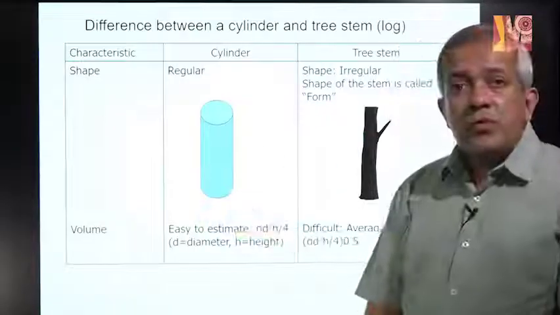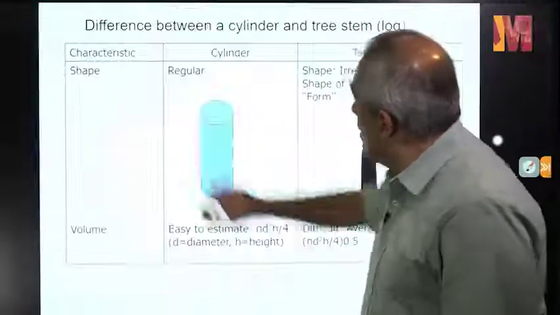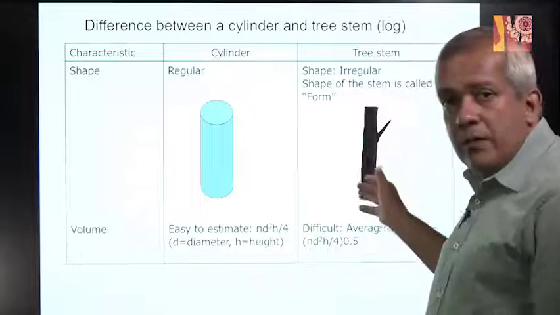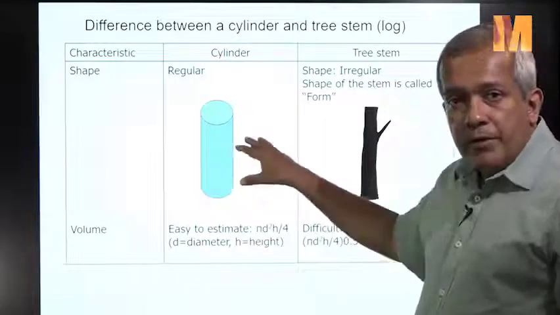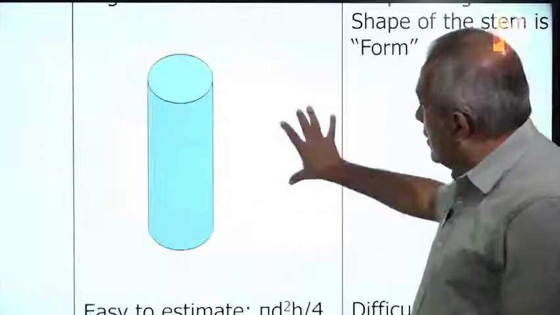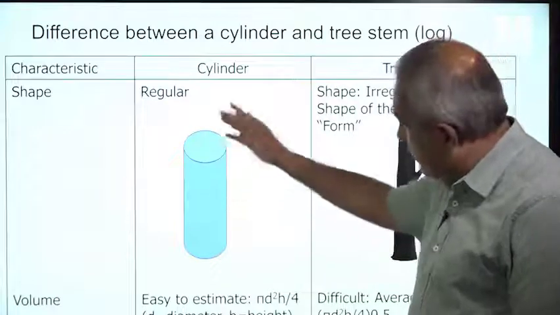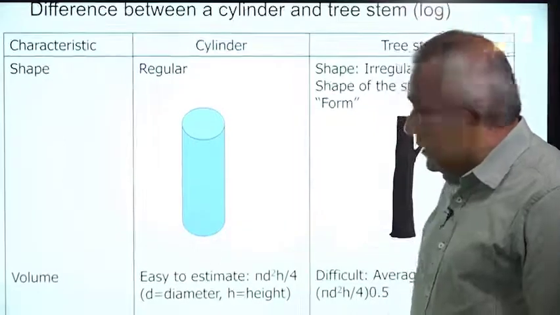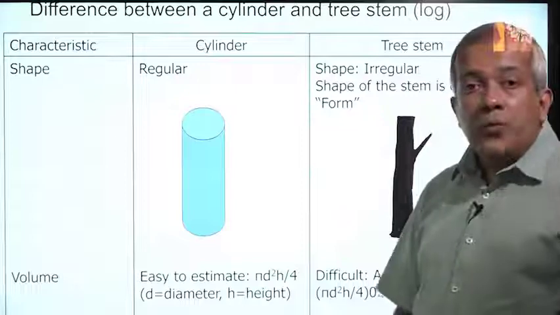Now, when it comes to the tree volume, we talk about the stem volume, the main stem volume of the trees. When you look at the picture, you can see the stem is very irregular. When you compare it with a cylinder, a cylinder is always a geometrically regular shape. The bottom diameter, middle diameter and top diameter, all the diameters are equal. Therefore, it is very easy to estimate the volume by using this equation, πd²h over 4.